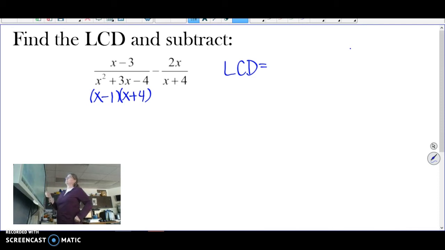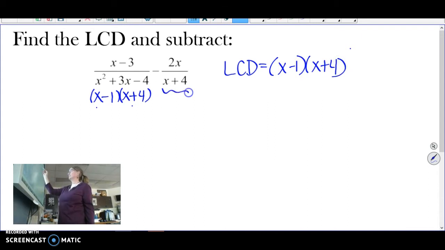So my least common denominator, the denominator on the left side, is x minus 1 times x plus 4. It's going to be part of my denominator. And then you look and see on the other denominators, is there anything missing? No, we already have the x plus 4 right here, so you don't need to repeat that. You could, but then it wouldn't be the least common denominator.